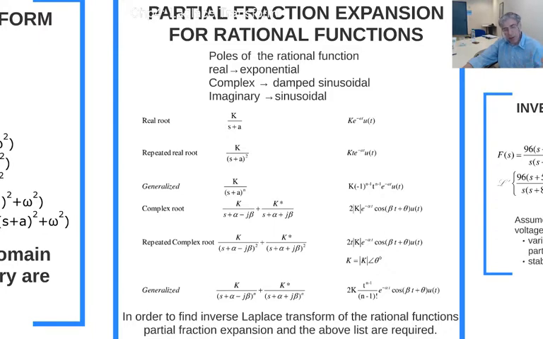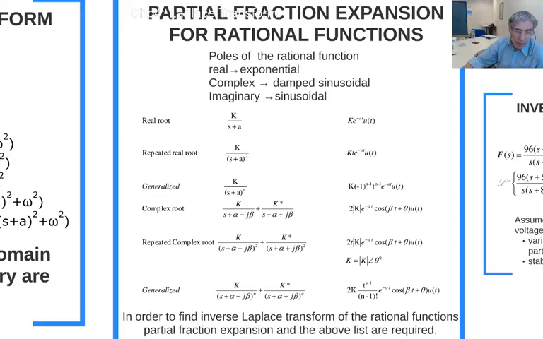So our rational function denominator is going to be the characteristic equation. Denominator polynomial equal to 0 gives me the characteristic equation. Denominator polynomial roots are the characteristic roots. For each root, there is going to be a fraction.